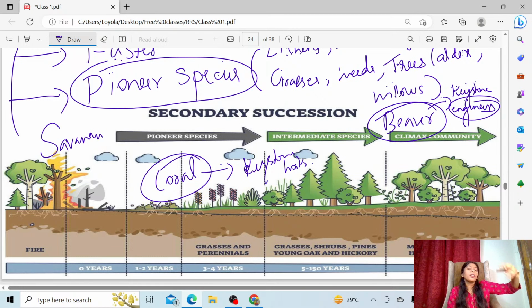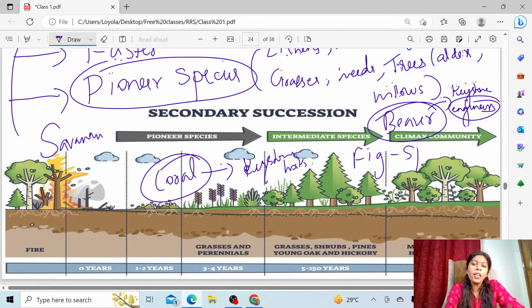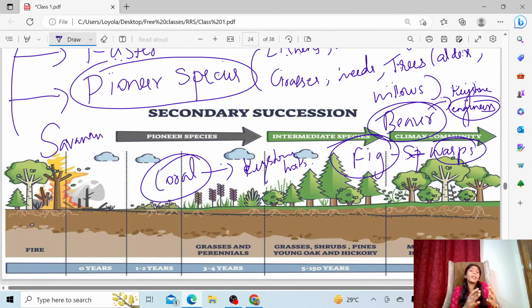Without them, those entire plants will die, because the fig tree has always a connection with a specific wasp. There are n number of wasps to pollinate the fig. If this wasp dies, the fig will also die along with it. So like this, we have different varieties of keystone species in various environments. Keystone species are another important term which you have to know in case of succession.